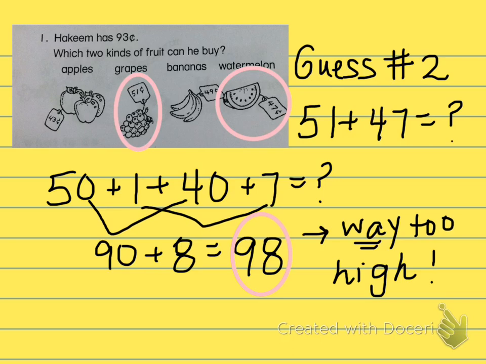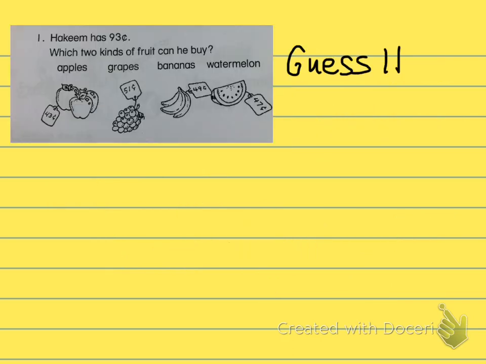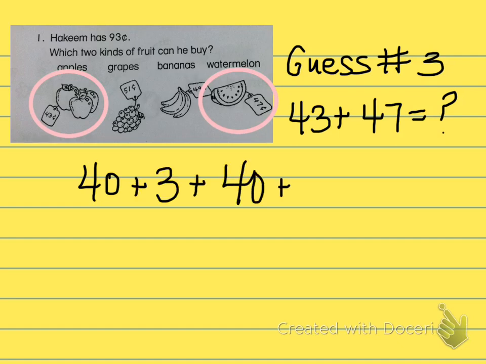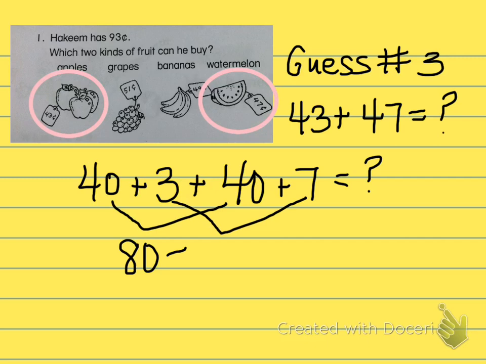All right, so I'm going to move on and try to solve this problem. I'm going to guess a third time. Okay, this is my third guess. Okay, this time I'm going to buy apples and watermelon. The apples cost 43 cents and the watermelon cost 47 cents. Again, I'm going to use expanded form to solve. Okay, here's my expanded form.